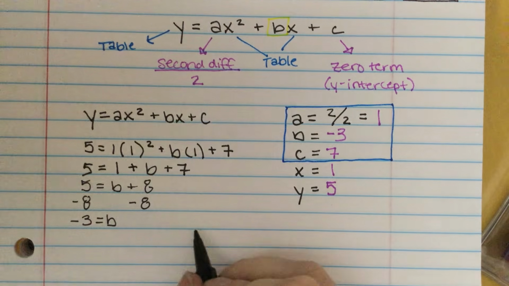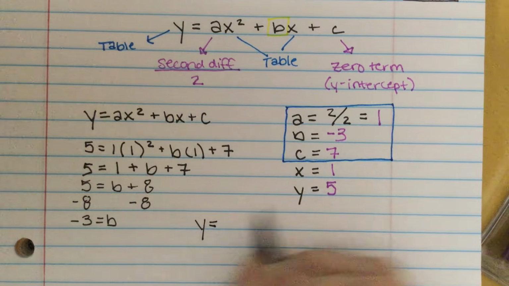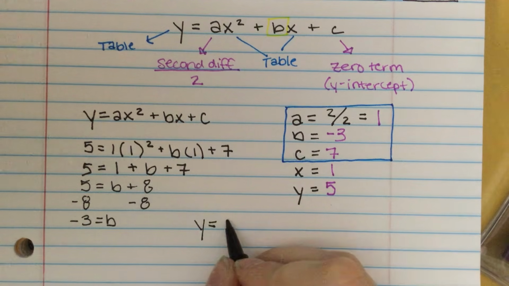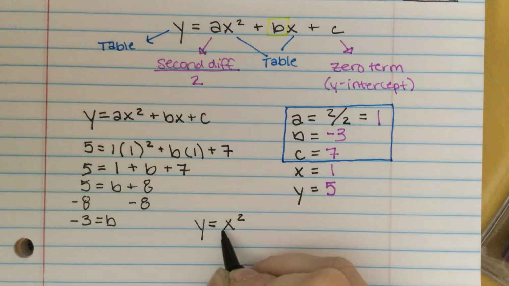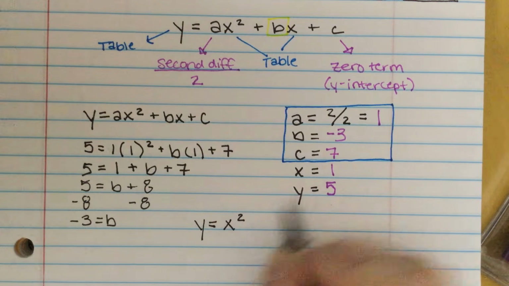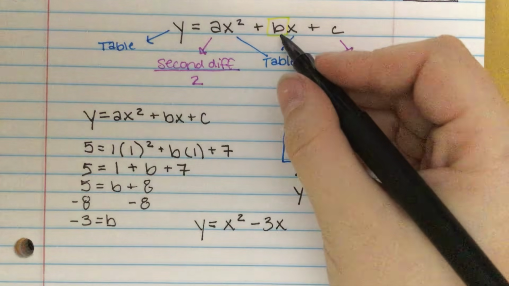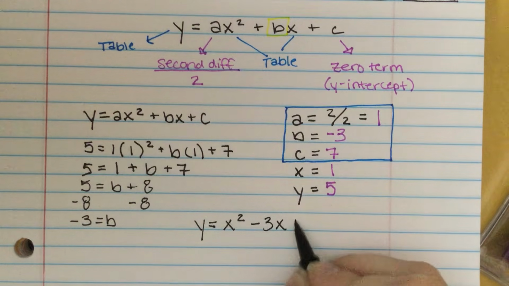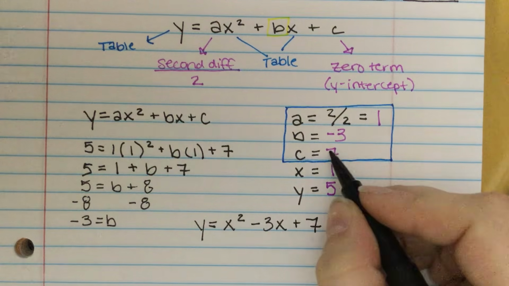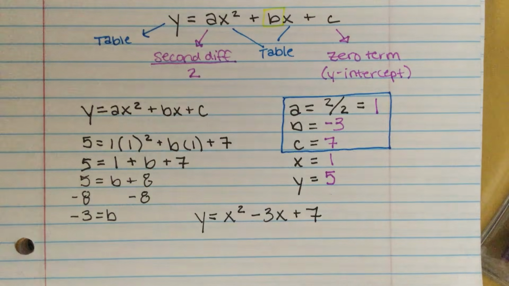I want to write my quadratic equation replacing a, b, and c. So what I would have is y is equal to 1x squared. Okay, and you can write the 1 if you want to. I'm choosing not to. Minus 3x. I replaced my b with -3. And then plus 7. I replaced my c with my c value.